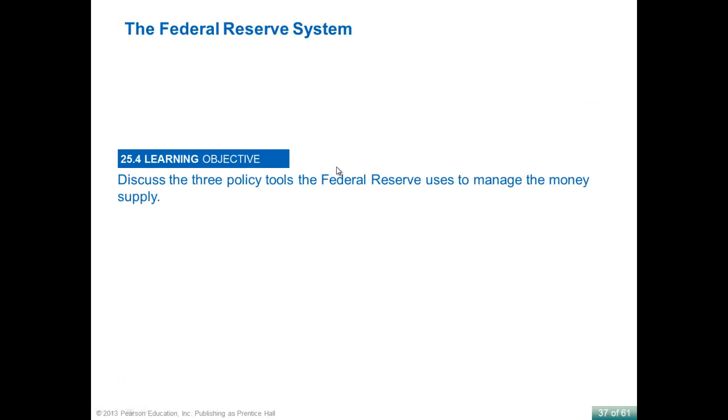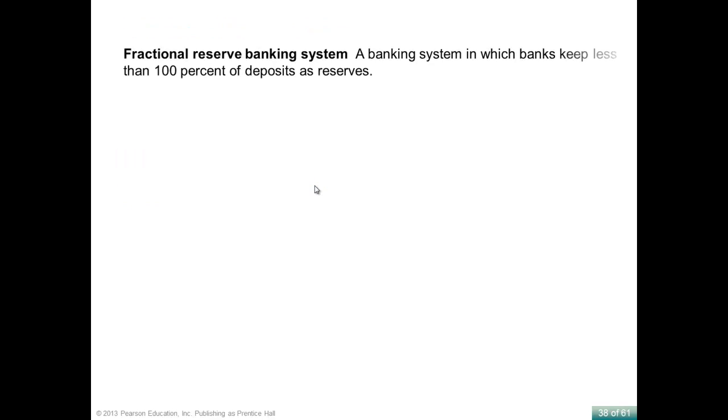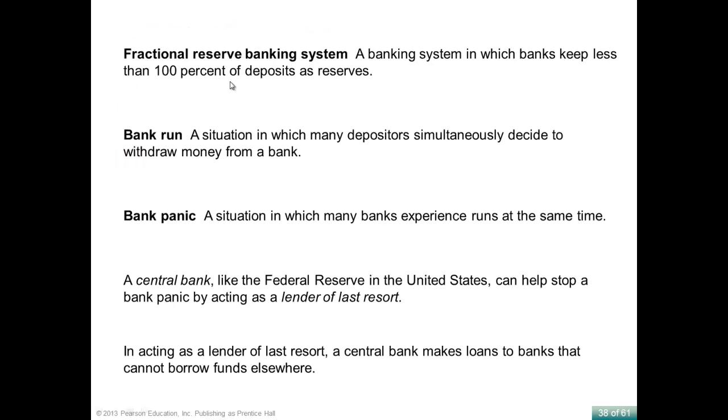Now we're talking about the general overview of the Federal Reserve System. The Federal Reserve has three policy tools it uses to manage money. First of all, remember, we have a fractional banking system. What that means is a banking system which requires banks to keep less than 100% of reserves on deposit.